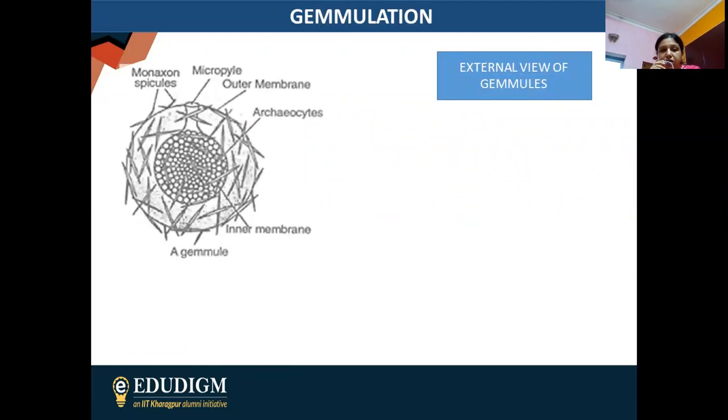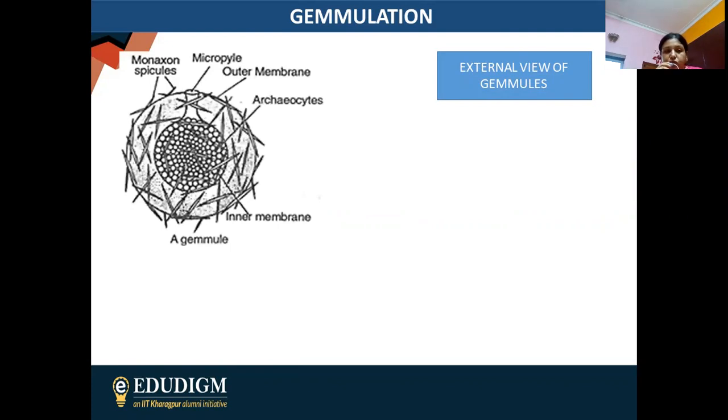Next, we have the process known as gemmulation. Gemmulation normally occurs in sponges, and here we have the external view of gemmules. We can see that gemmules have an outer membrane and then an inner membrane.